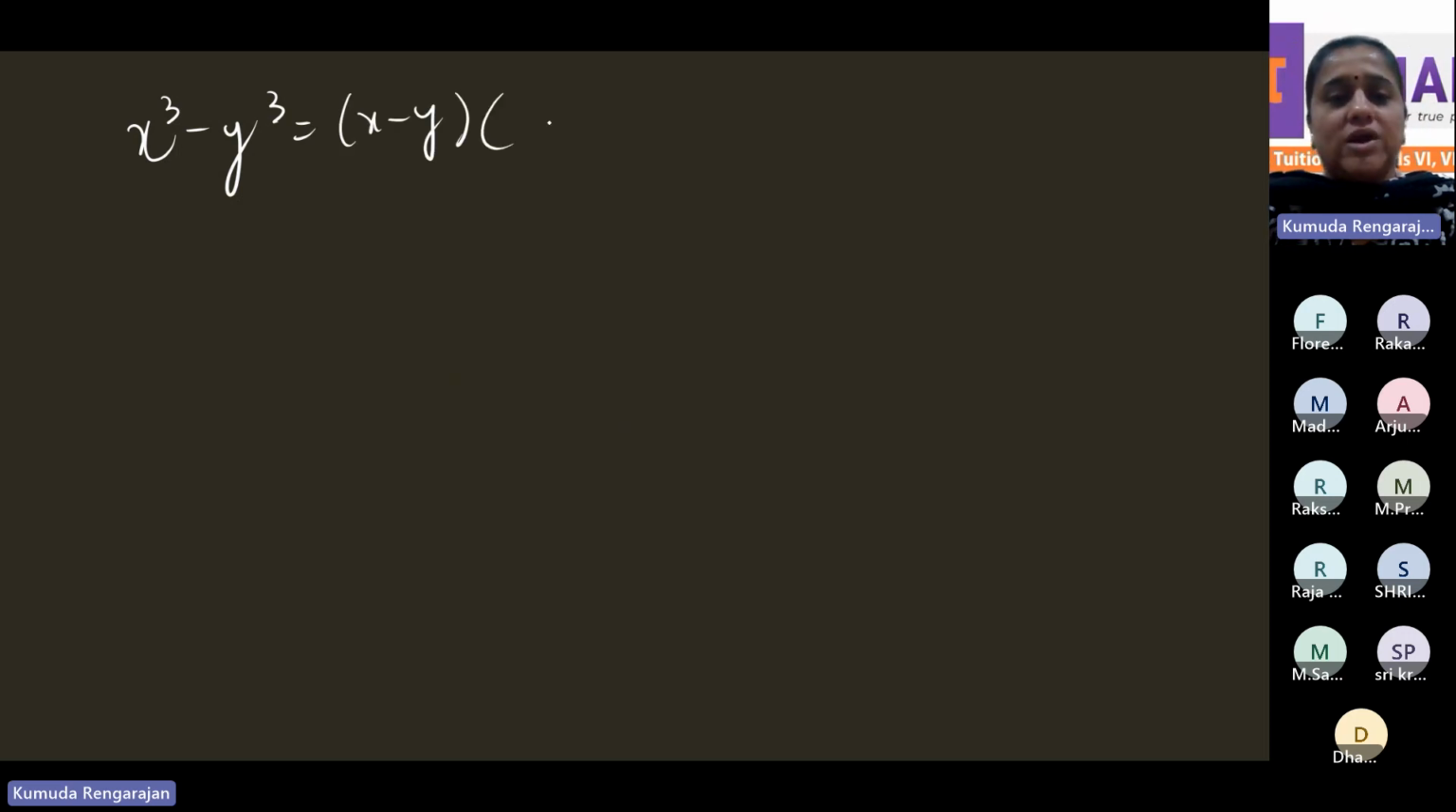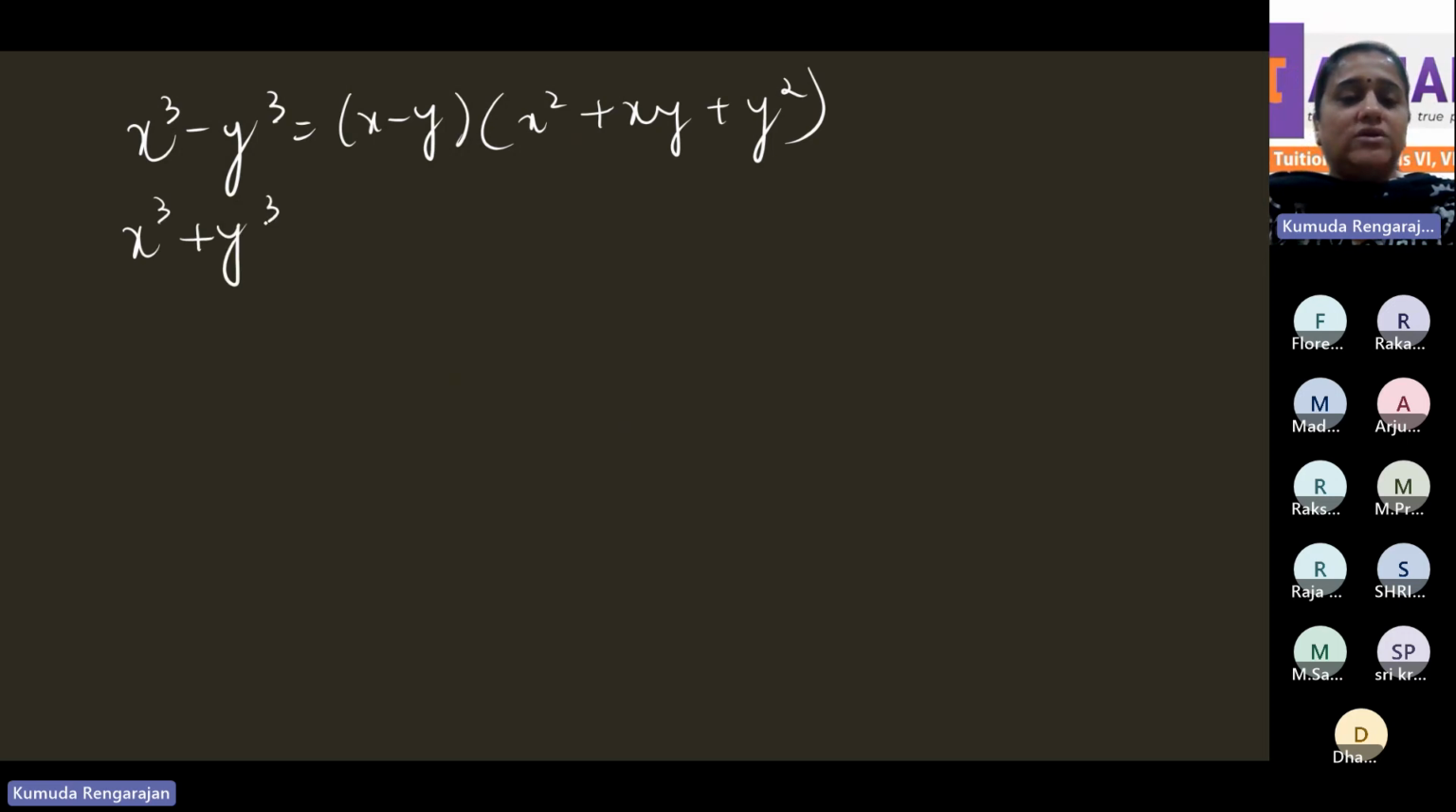All right, so children, x cubed minus y cubed is equal to x minus y into x square plus xy plus y square. x cubed plus y cubed is equal to x plus y into x square minus xy plus y square.